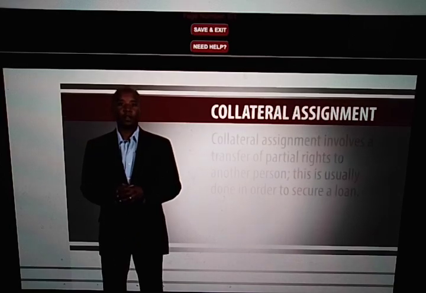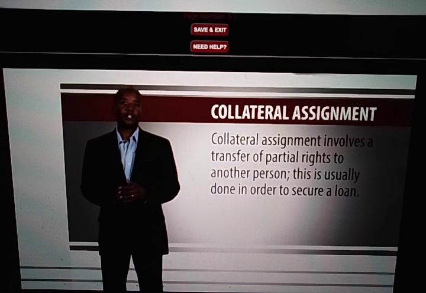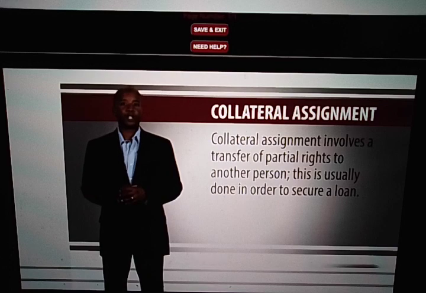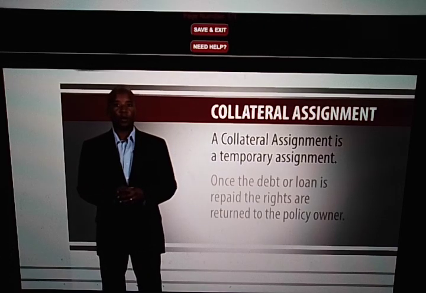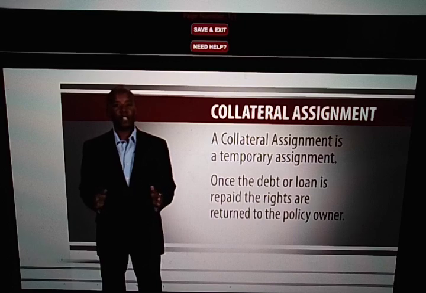Collateral assignment. Collateral assignment involves a transfer of partial rights to another person. This is usually done in order to secure a loan. A collateral assignment is a temporary assignment. Once the debt or loan is repaid, the rights are returned to the policy owner.